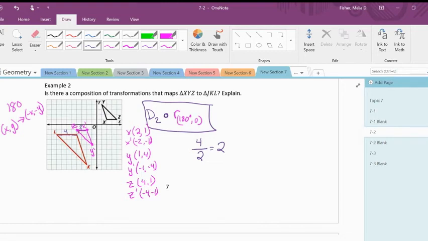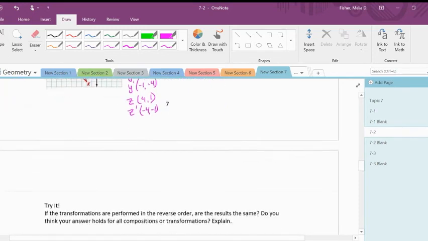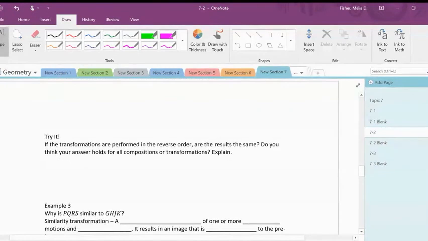The triad asks you to think about, could we perform this particular one in the reverse order and would it still work? And do you think your answer holds for all compositions or transformations? And explain. The answer to this question in this particular case is yes. We could reverse the order.